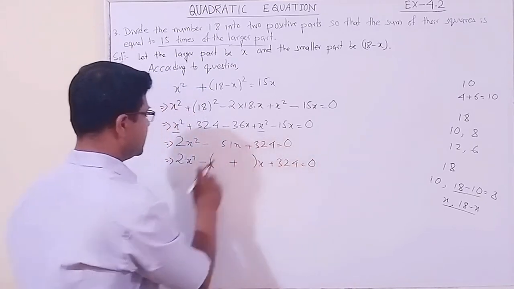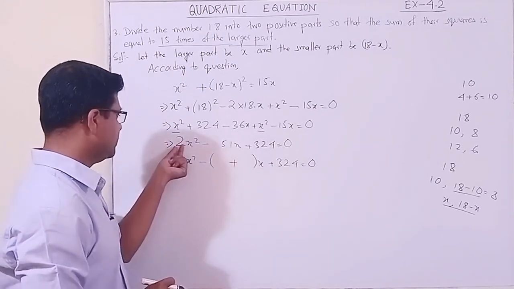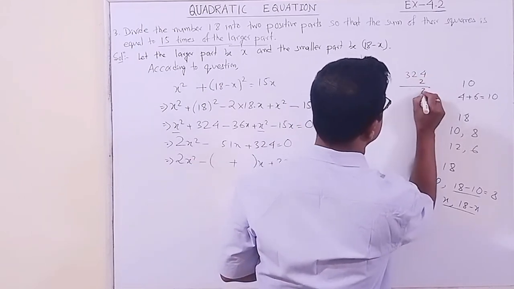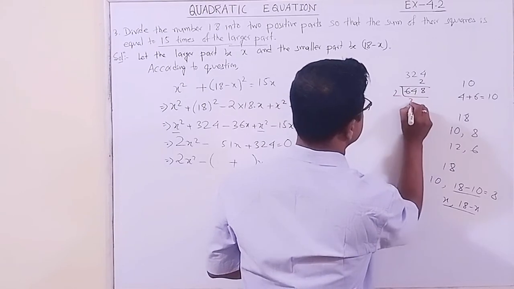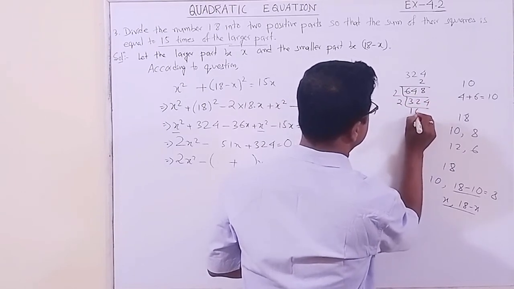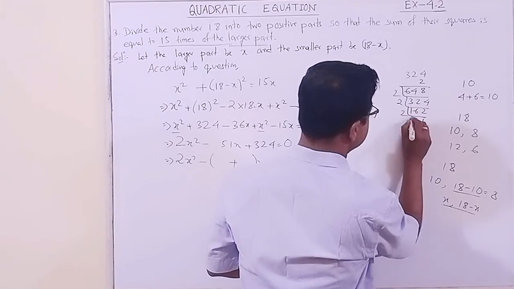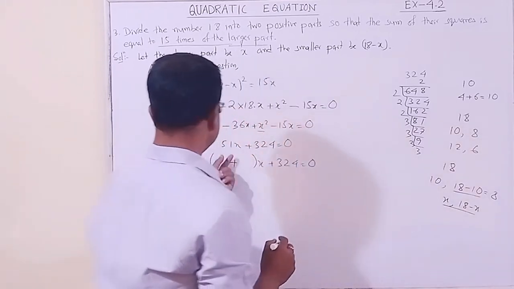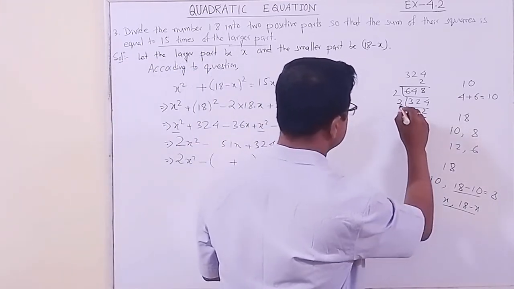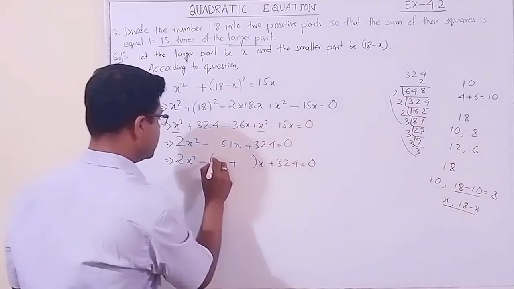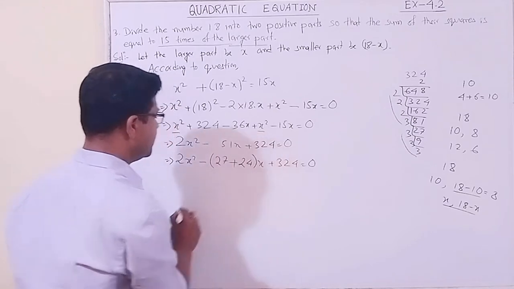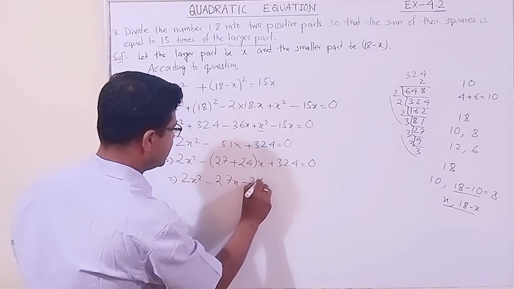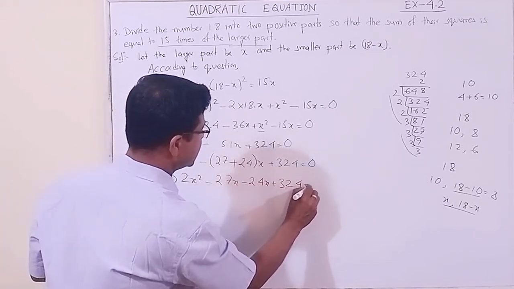In the middle, the sign is minus 51x, and the last term is plus 324. What is the rule? We shall multiply these two, 2 and 324. Then we have to make 51. How can we do this? 27 and 24, their sum is 51. So 2x square minus 27x minus 24x plus 324 is equal to 0.